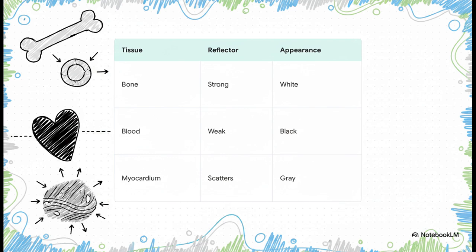The myocardium, however, is full of microscopic muscle fibers and collagen, creating all these tiny multiple interfaces. This causes a scattering of the ultrasound beam, which returns these mixed signals that produce that characteristic speckled appearance we are also used to seeing.